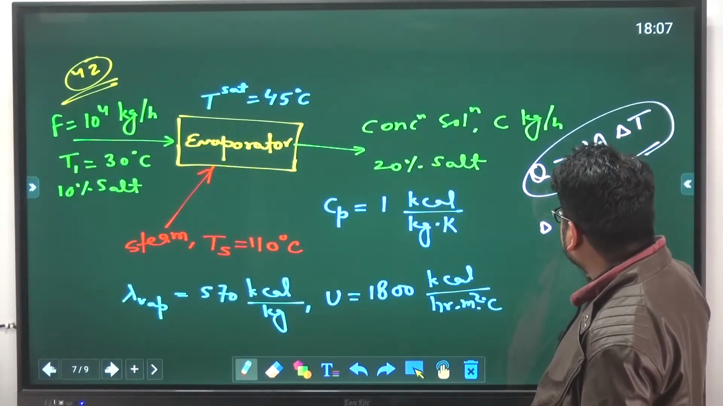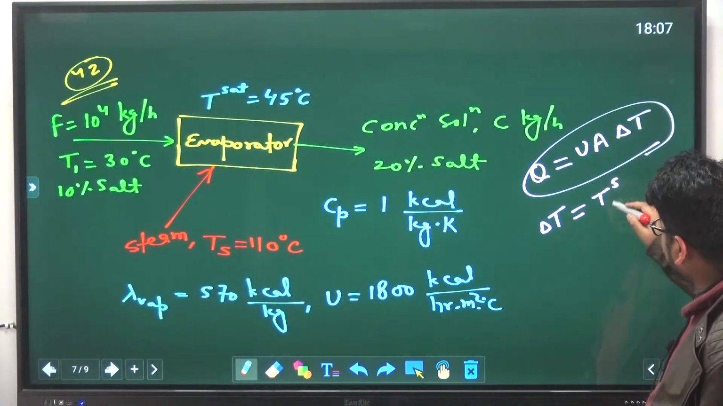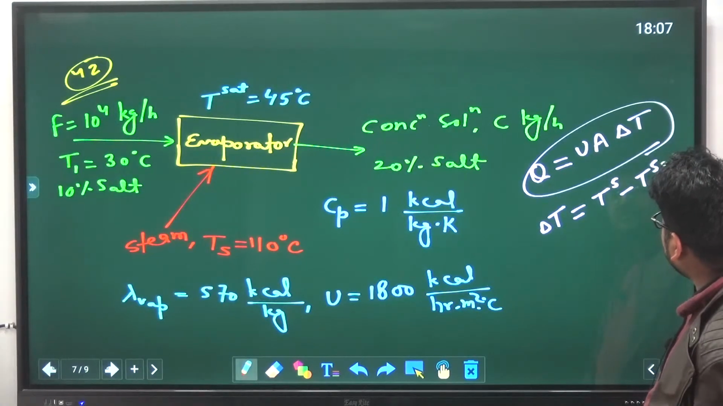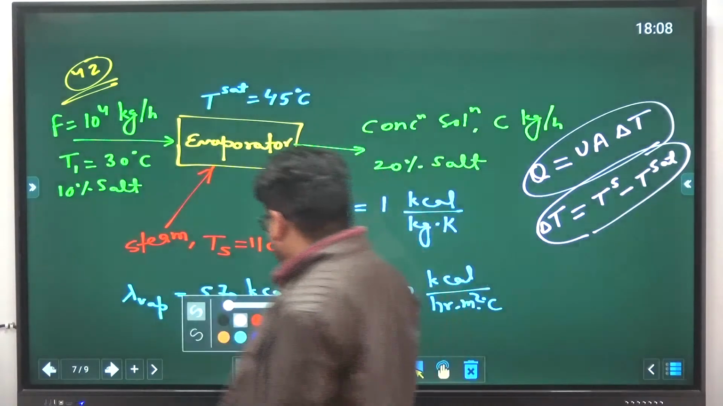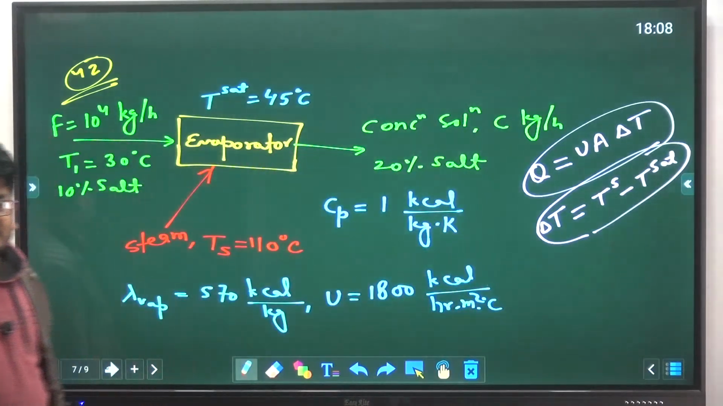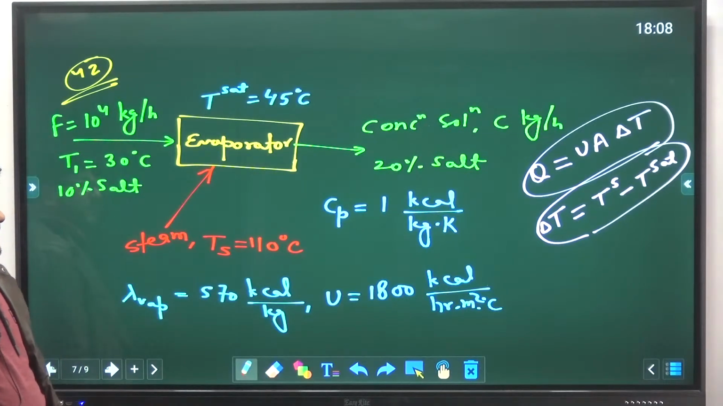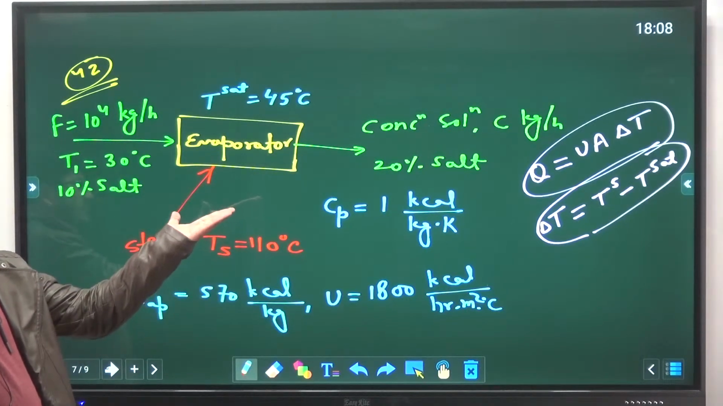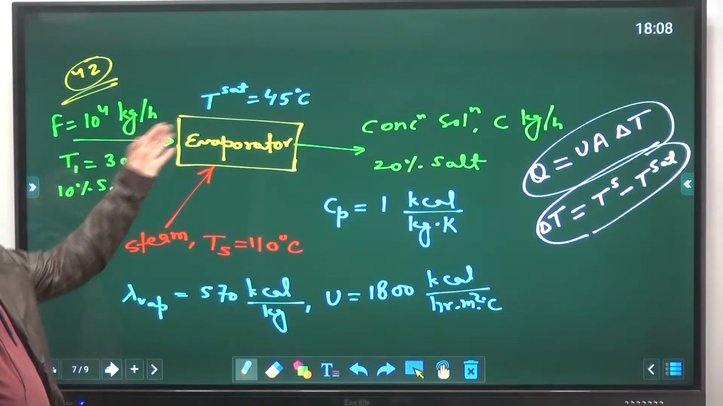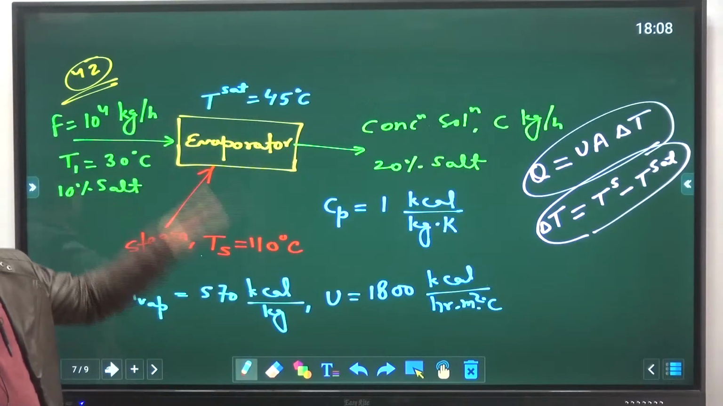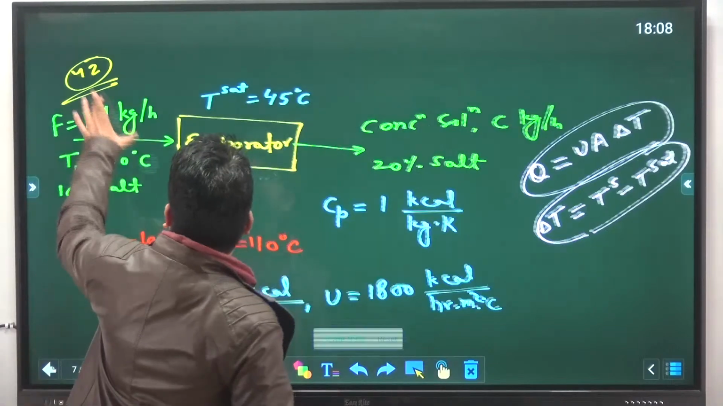And for evaporators, remember this delta T is the temperature of the steam, Ts, minus the saturation temperature of the feed. In evaporators, we take the driving force as temperature of steam minus saturation temperature of the feed, that is the boiling point temperature. Okay, so here U is given, A you have to calculate, delta T you can easily calculate, as you know the steam temperature and boiling point temperature. The only thing is Q. How can you calculate Q? So that is very easy.